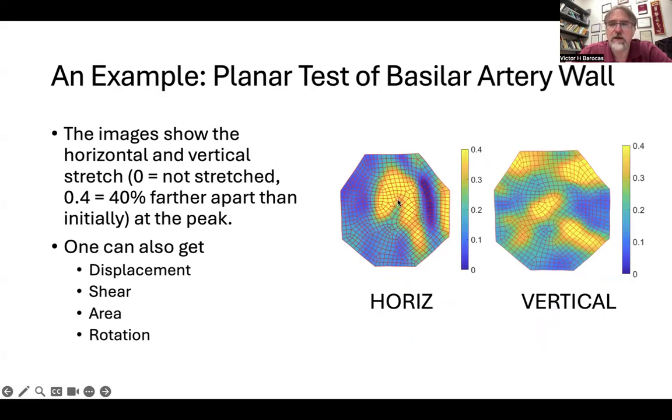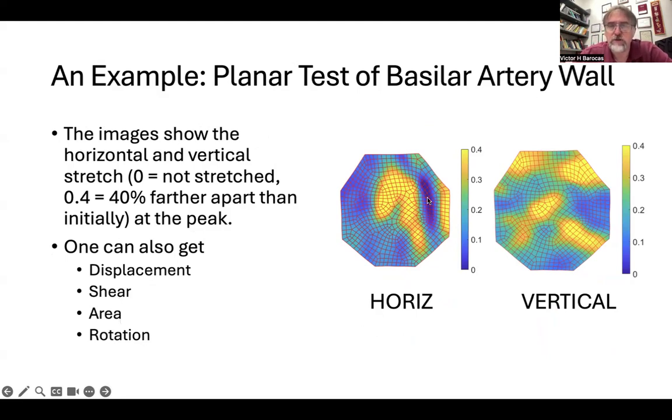And I just took some data that the postdoc who gave me the image, the video, gave me. So this is the horizontal stretch and this is the vertical stretch in the tissue as a function of position. So 0 means the tissue is not being stretched. 0.4 means it's being stretched 40% longer. As I said, you could also get displacement, shear, area, rotation.